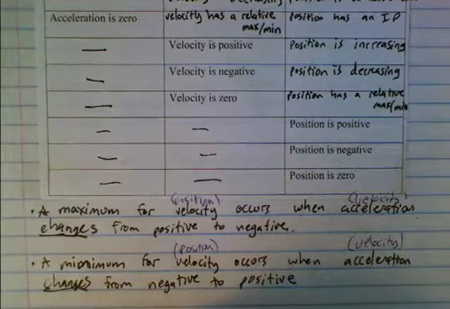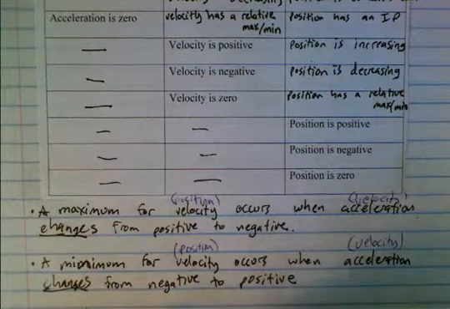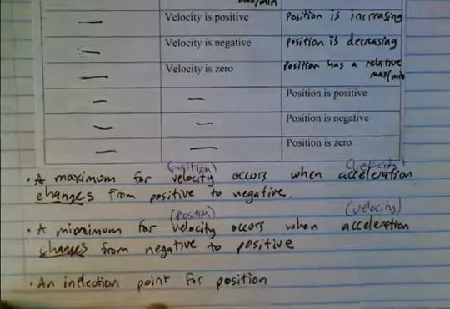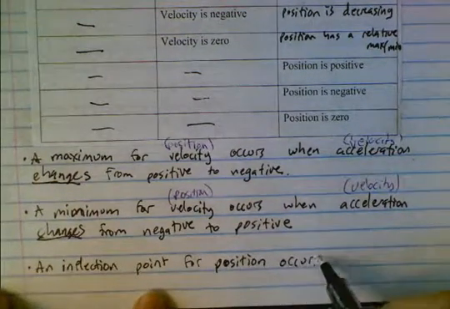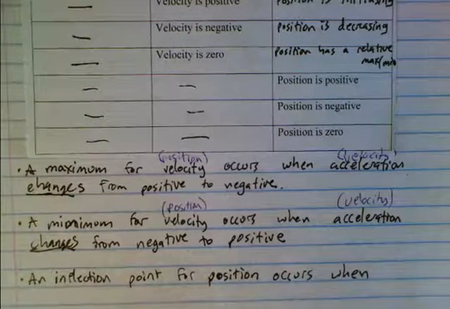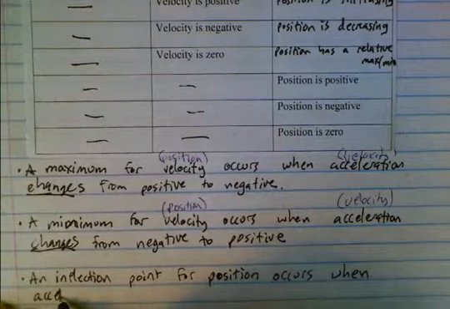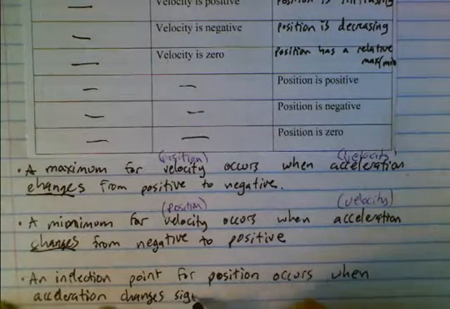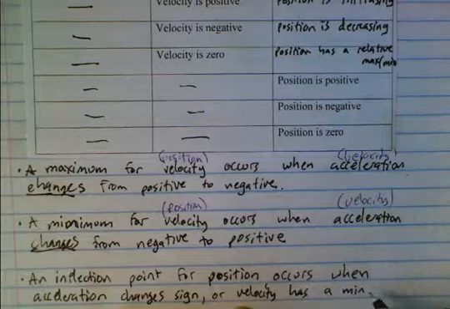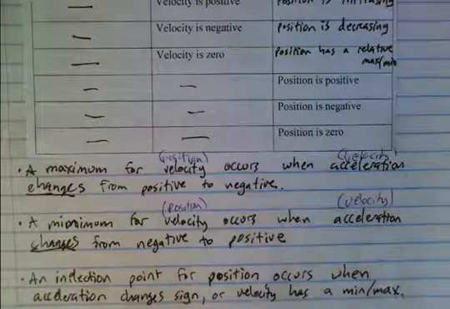And then also an inflection point for position occurs when acceleration changes sign. So that's positives and negatives. Or velocity has a minimum or maximum.